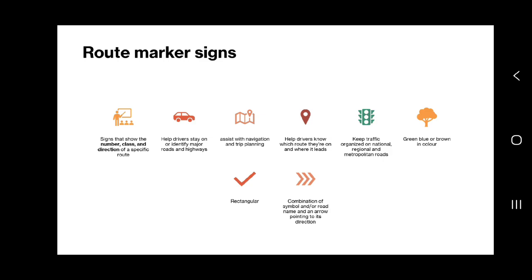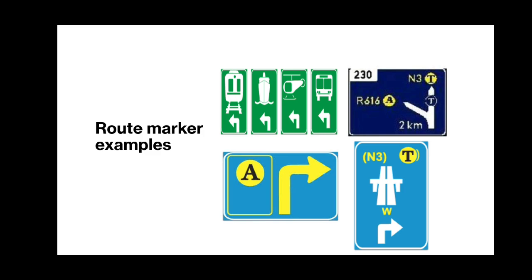Moving on to route marker signs, the navigators of the road network. They show the number, class, and direction of the route you're on. Here's how South African routes are organized. First, we have national routes, which connect major cities, for example the N1, N2, and N3. These are marked by the letter N. Second, we have regional routes, which connect smaller towns and provinces, for example the R21 or the R512, marked by the letter R. And lastly, we have metropolitan routes, which are routes within cities and suburbs, for example the M1 in Johannesburg, marked by the letter M.